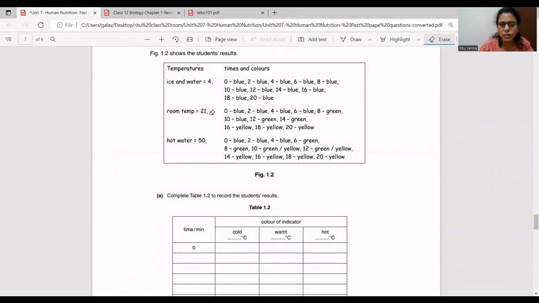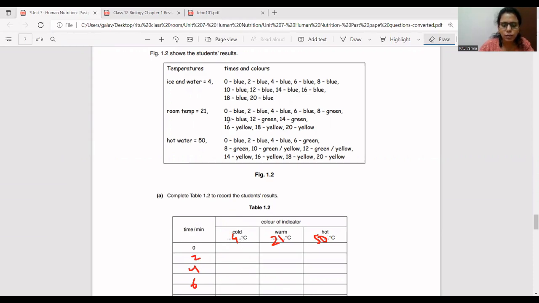Okay. Ice and water. What is the temperature? 4 degrees Celsius. Now you just have to write here 4. You don't have to actually mention degrees Celsius as it is already written. Okay. So here you have to write down 4, and then warm, that means room temperature, was 21, and hot is 50 degrees Celsius. Okay. And then here you have to write down the time 0, 2, 4, 6 and so on.